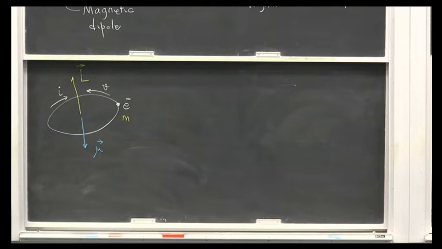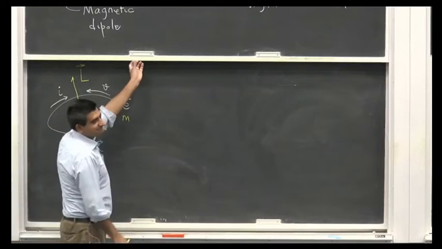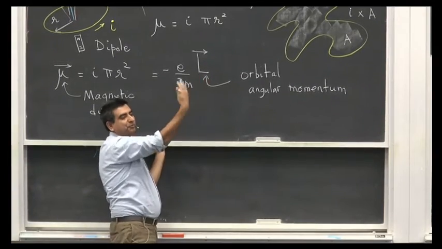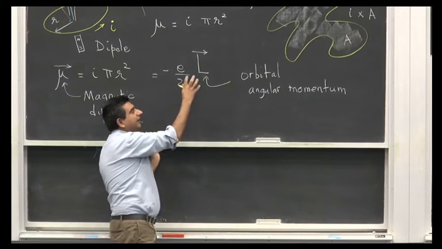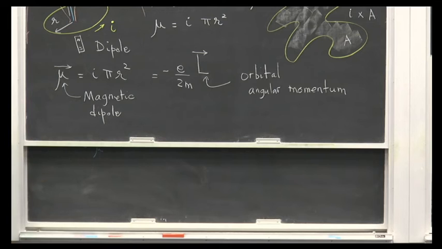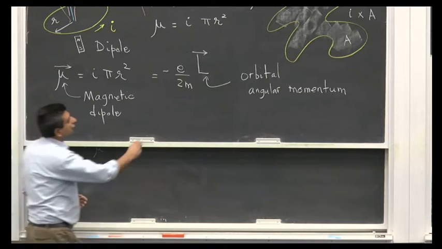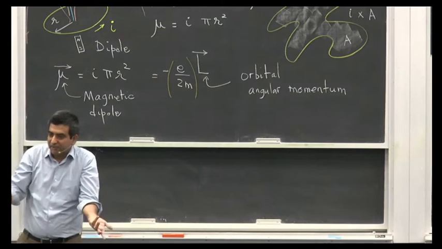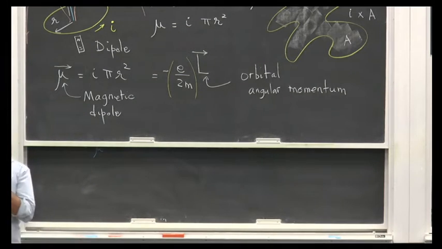The orbital angular momentum, classically, could be electron, could be any negatively or positively charged particle, is related to magnetism, is related to the magnetic moment. And this is a constant which depends upon the properties of that particle, charge and mass ratio of the particle. So this is orbital motion of electron.